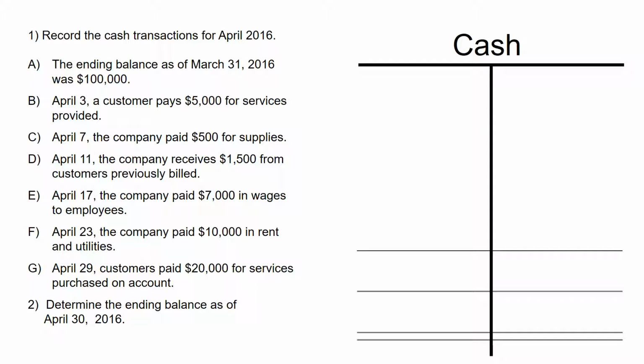And since cash is an asset and it has a normal balance of a debit, you would expect to see the beginning balance to be on the debit side. So we're going to start with the beginning balance of $100,000. B says April 3rd, a customer pays $5,000 for services provided. The customer's paying for services. That means the company's receiving cash. The cash account is increasing, so you would debit the account for the $5,000.